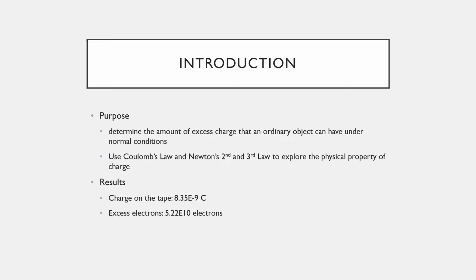Additionally, Coulomb's law helps us to calculate the vector electric field of a charged object, which in this case was the charged tapes. At the end of the experiment, I calculated the charge of the tape to be 8.35 times 10 to the negative 9th coulombs and 5.22 times 10 to the 10th excess electrons.